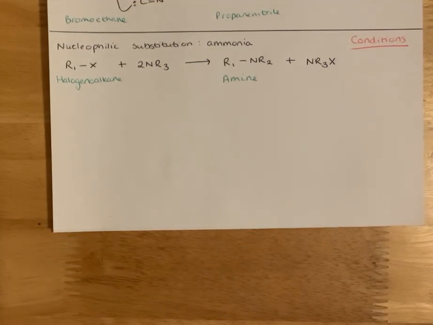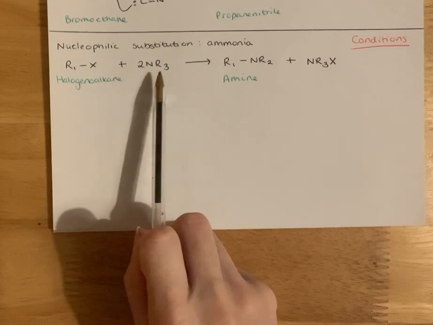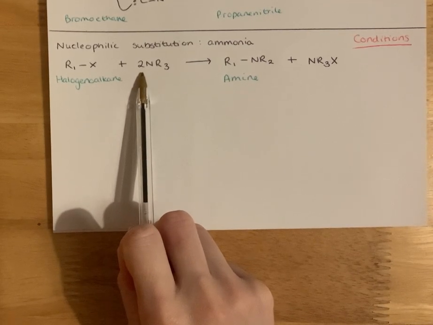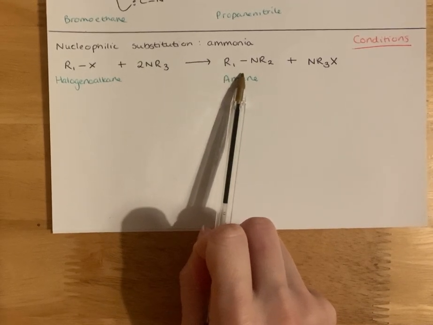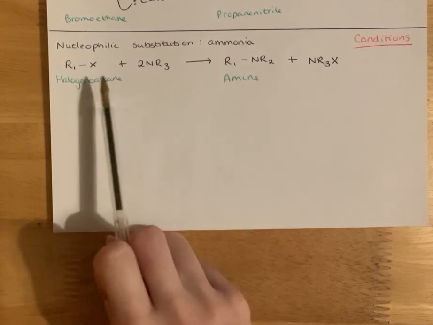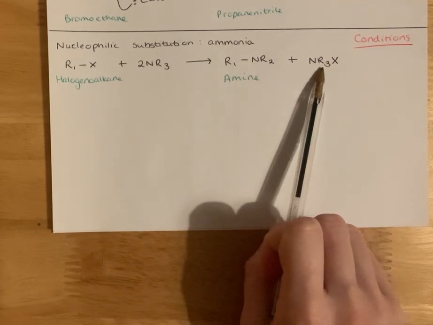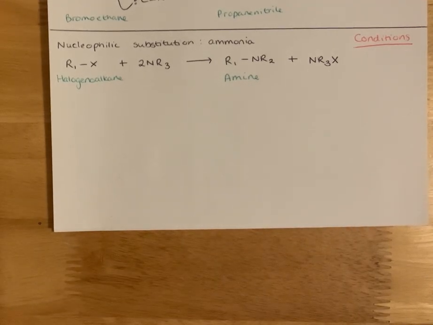Okay, and the final reaction that we're going to look at for nucleophilic substitution is with ammonia. So we're going to take our halogenoalkane, react it with an amine. So there are two lots of amines in this equation, and we'll cover that in a second. And the product of that is going to be an amine with the R1, it's the same group attached, and then you're going to get this product, an R3X.